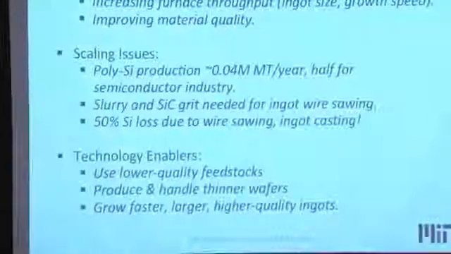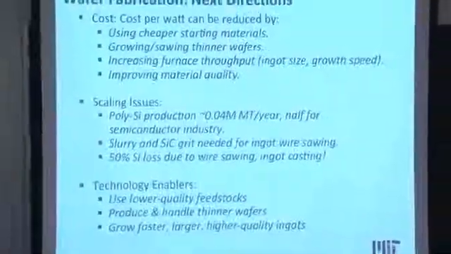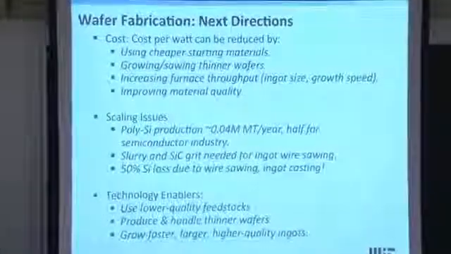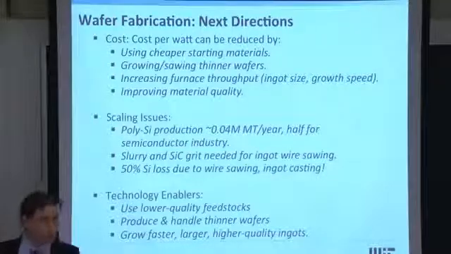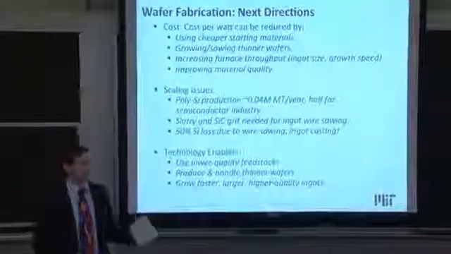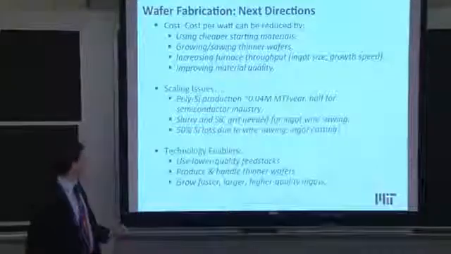Increasing furnace throughput means increasing ingot size, growth speed, and so forth. There are many people right now trying to grow these ingots up to a ton, 1 metric ton, so 1,000 kilograms. That would mean, for full-sized wafers, you would have something on the order of 6 by 6 bricks. It's a pretty large ingot, maybe even 7 by 7.